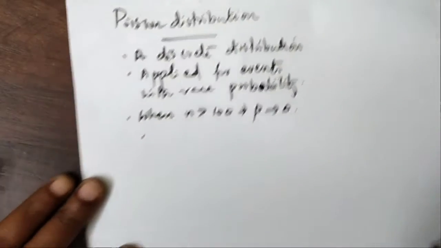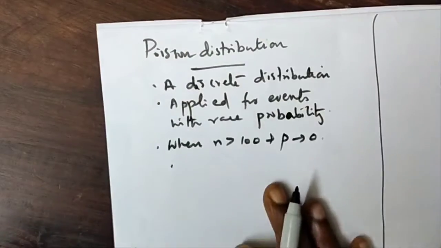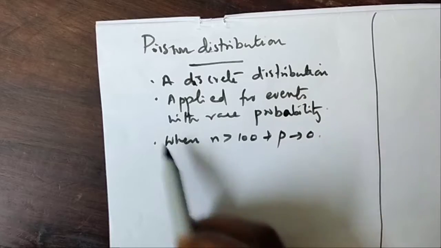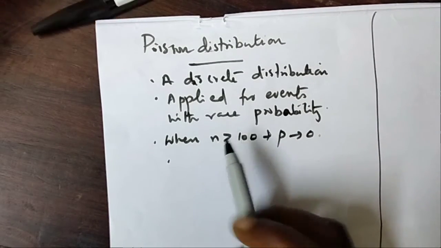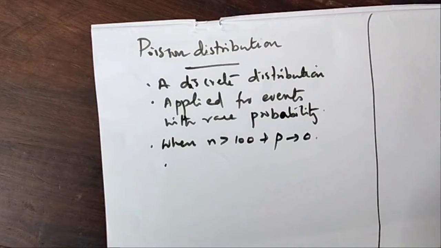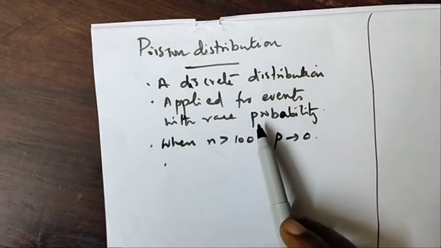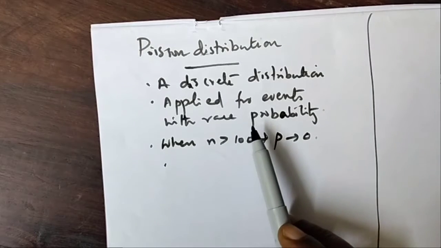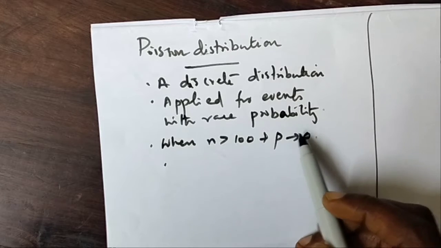Next distribution is Poisson distribution. After binomial distribution, we have to study about Poisson distribution. Poisson distribution is also a discrete kind of distribution. A discrete random variable follows Poisson distribution, and it is applied for events with rare probability. Rare probability means the probability of that event occurring is very rare, closer to 0.